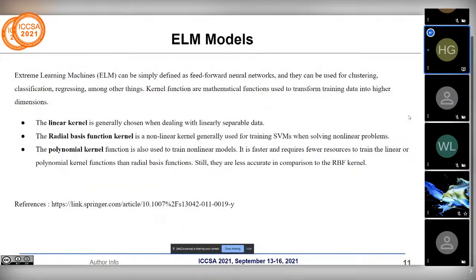Now, finally, coming to the ELM. Extreme learning machines are simply feed-forward neural networks, and they can be used for any task in which a simple neural network can be used, like classification, regression, and clustering. Kernel functions are just mathematical functions used to transform training data into higher dimension. This is done because as we transform data into the higher dimension, we have more and more features from which we can get the output classes.